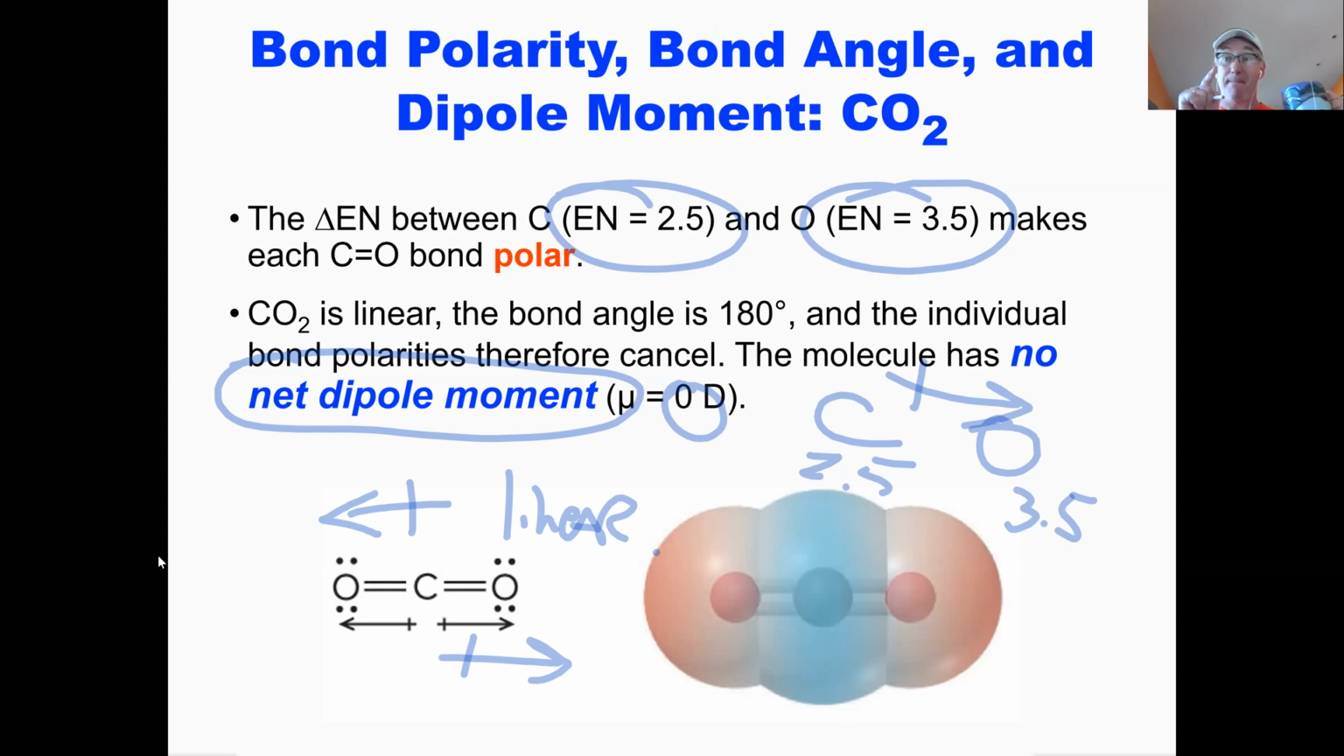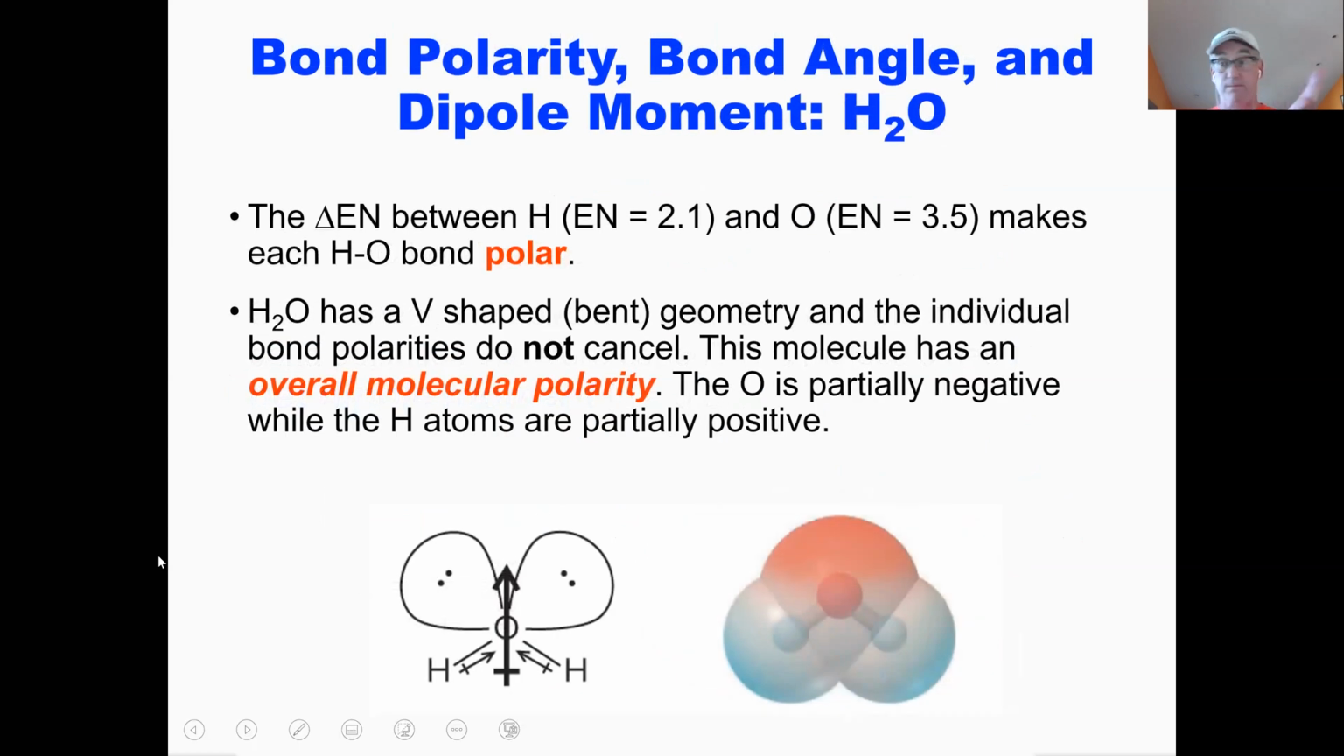Remember, if it's symmetric, that's the real key to all of this. If we have a completely symmetrical molecule, it really doesn't matter what the bond dipoles are, because it's completely symmetrical. All the bond dipoles, when we add them together, will cancel if they're all completely symmetrical. So hopefully that's apparent. Let's look at water.